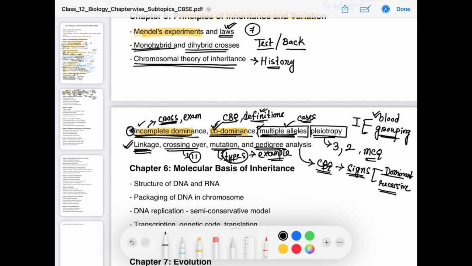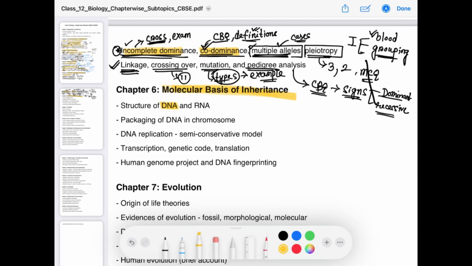Okay, next is molecular basis of inheritance, right? So first you have to know about the structure of DNA and RNA. The basic structures of DNA and RNA you need to know. You need to know about nucleotides, then nucleosides, basic things. This comes in MCQs, and this comes in 2 marks also. And then there are the nitrogenous bases you need to know. The full forms you need to know, and you have to have clear knowledge about purines and pyrimidines.